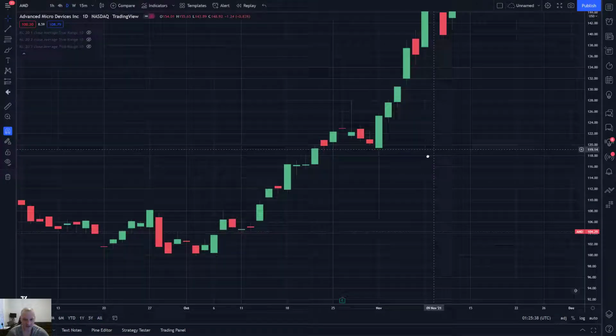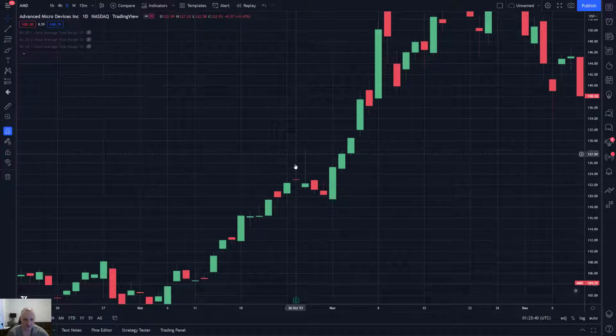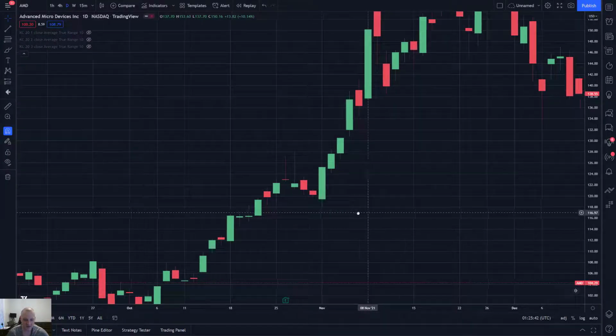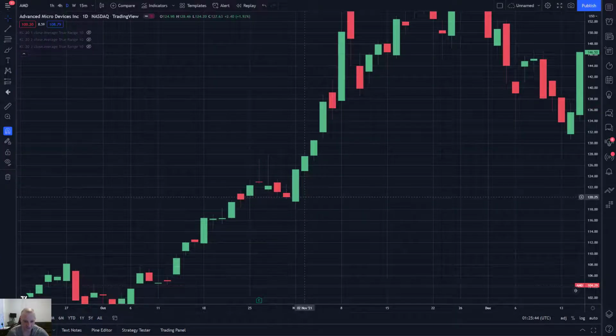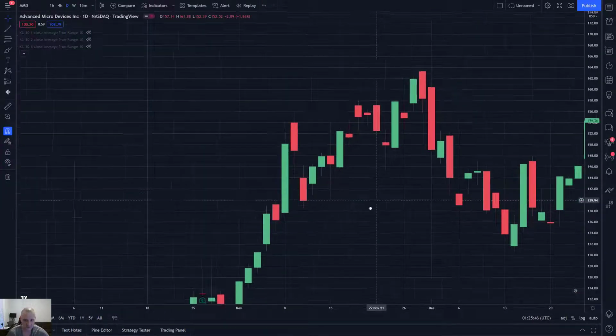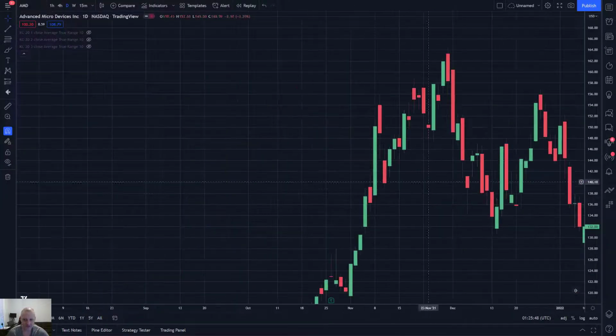And then we had another nice move up. Tiny little pullback here, but then look, another bullish engulfing. And then another nice move up. So you get the idea.